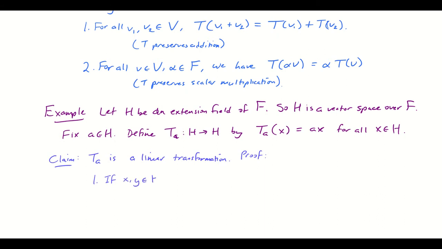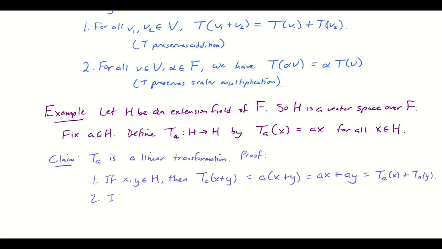If X and Y belong to H, then T sub A of X plus Y by definition is equal to A times the element X plus Y of the field. And because we're in a field, the field has the distributive property. We don't usually say the multiplication is distributive. But anyway, that's equal to AX plus AY, and that's equal to T sub A of X plus T sub A of Y. Awesome. So that means that we have the first property.